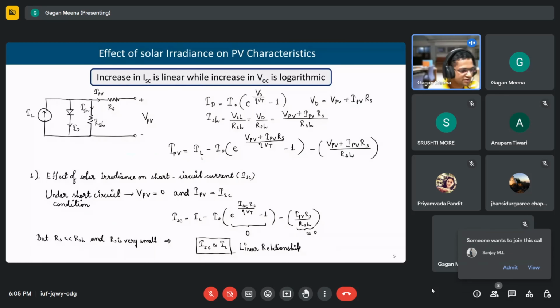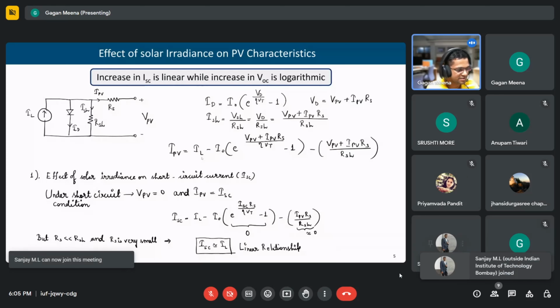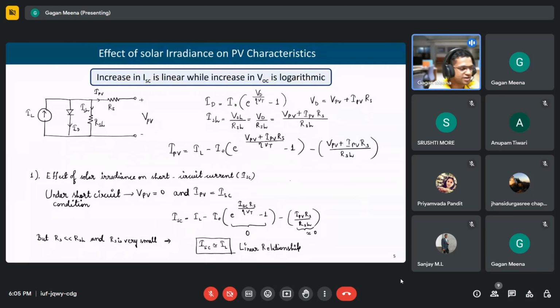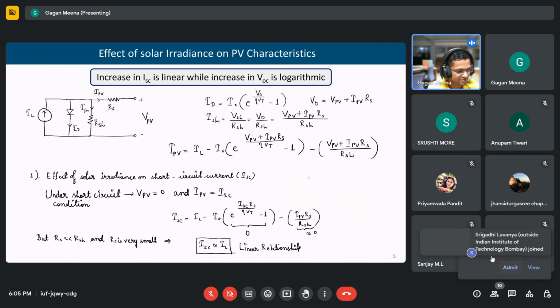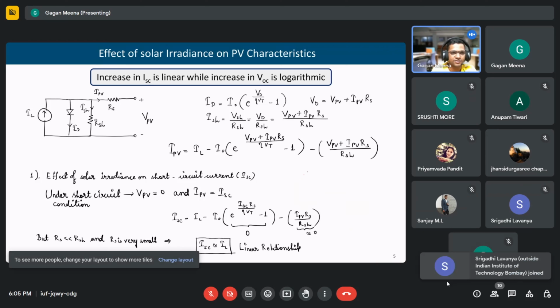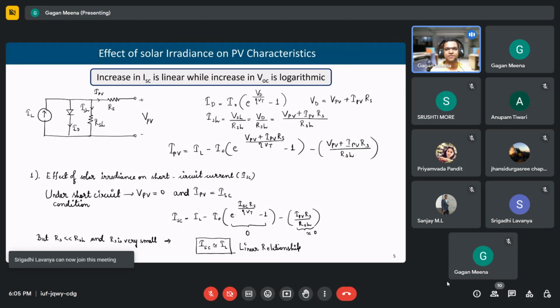Before moving on to the overview of week 3, last time someone asked a question regarding the effect of solar irradiance and temperature on PV characteristics. So how do these two affect the characteristics, how do the characteristics change because of a change in irradiance or temperature? First, let us see how the PV characteristics change because of a change in the solar irradiance.